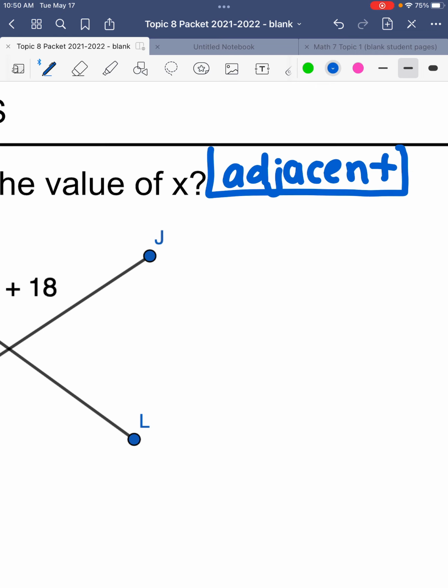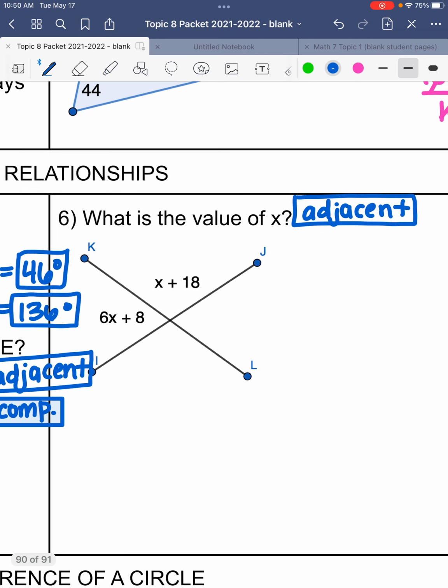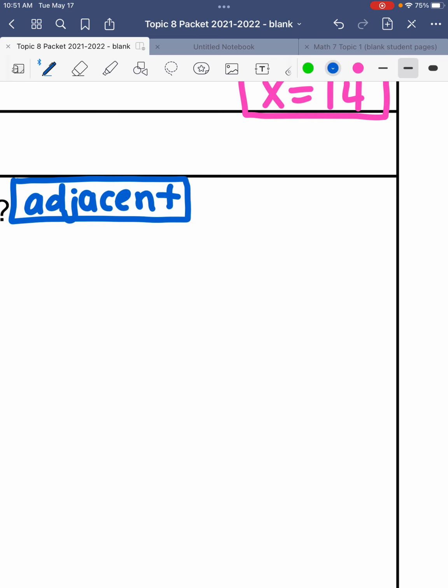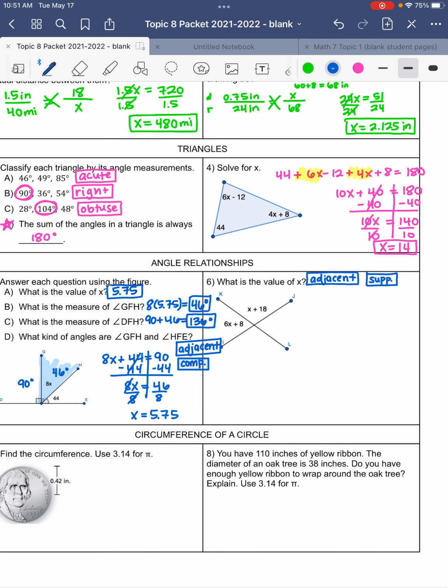But there's another way I could classify them. So let me show you those angles again. This angle here and this angle here. Do you see that together they form this straight line? When angles form a straight line together, they add up to 180 degrees. What do we call that? We call that supplementary. Okay, so those are also supplementary angles.